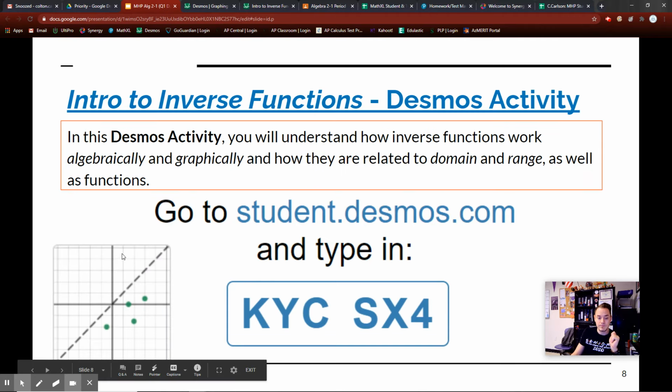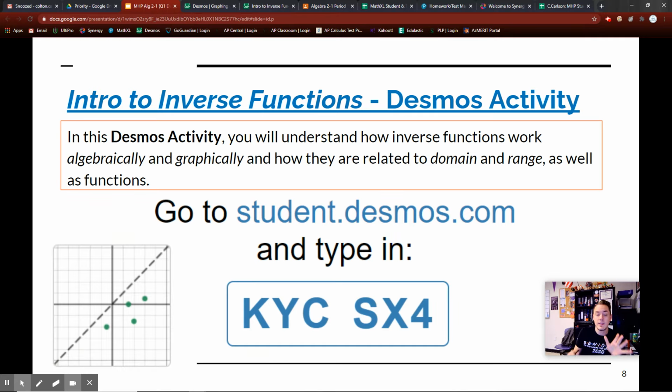All right. Here's the Desmos activity. Okay, so in this activity, you will understand how inverse functions work, not just algebraically, but geometrically. And really, that's just graphically. We will look at the geometry of inverse functions by looking at the graph. We'll look at the algebra and solve it out abstractly. And then we'll also look at domain and range and how they relate. It's a great, awesome activity.